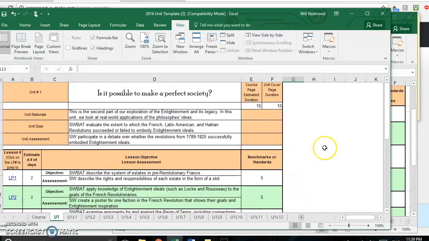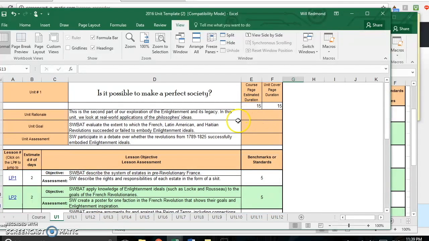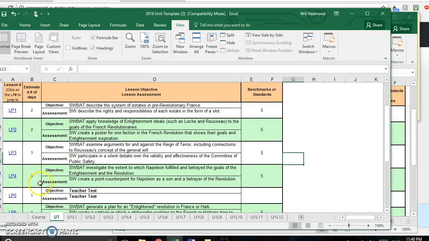Once you're done, you want to scroll up to the top here and take a look at your course page estimated duration and your unit cover page duration. Here it's lined up neatly. We've got 15 days on each of them. If that is different, you're going to want to look at this in conjunction with your course cover page, see why they don't line up, and make a decision as to whether you need to change the days of one of the lessons here, or if you need to reassess your course cover page. In most cases, you want to stick to your course cover page. So you're going to want to look in here and see, maybe is there some fat here to trim? Maybe I need to cut this Napoleon lesson down to 2 days.